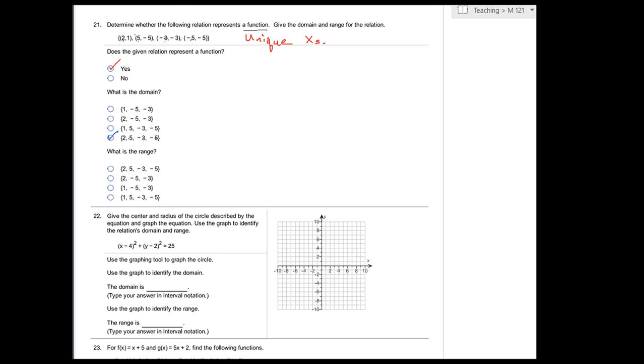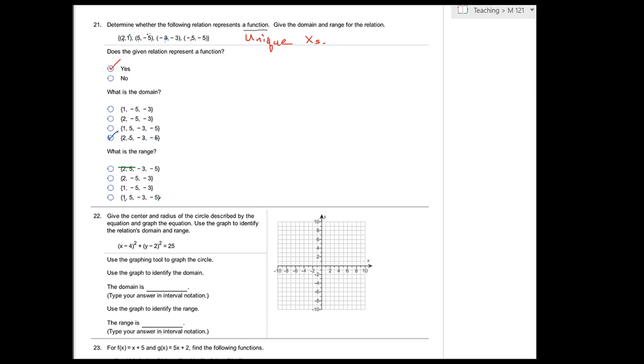What's the range? 1, negative 5, 1. There's 1, there's negative 5. So it's this one right here because there's no negative 5, no 1. So 1, negative 5... 5. Oh, it doesn't go to 5. 5 and 3. Is that a negative 5? Oh, that is. So 5 isn't part of the range, right?